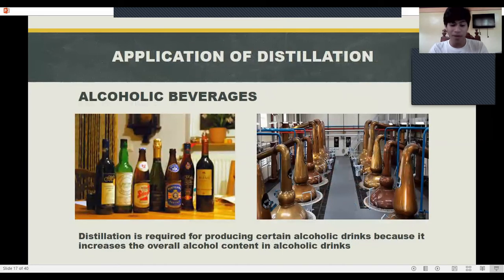Another example is in the manufacturing of alcoholic beverages. To get high concentration of alcohol by volume, we have to actually physically separate alcohol from water using evaporation and condensation, which is distillation. Because alcohol has a lower boiling point than water, therefore it evaporates before water, traveling into a cooling tube and back into another vessel to condense. Distillation is required for producing certain alcoholic drinks because of course, it increases the overall alcohol content in alcoholic drinks. The concentration of alcohol is increased from its original fermented concentration.